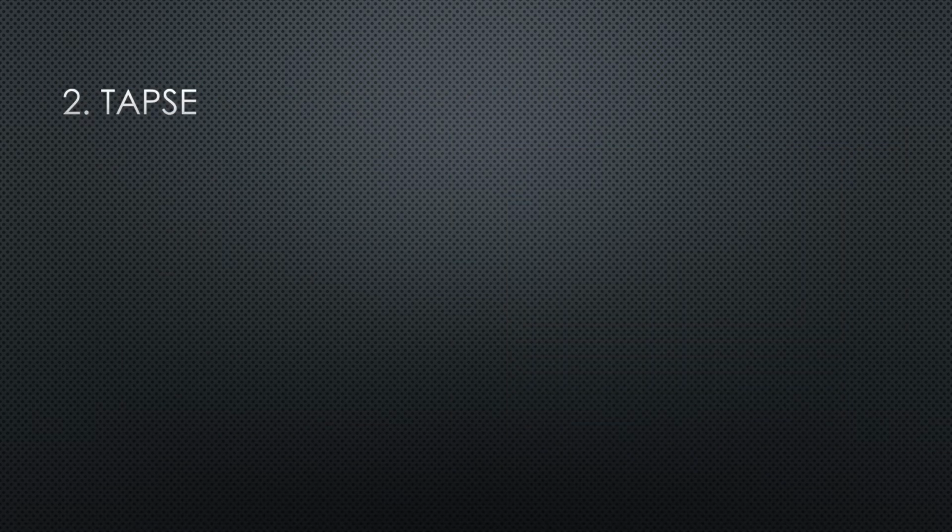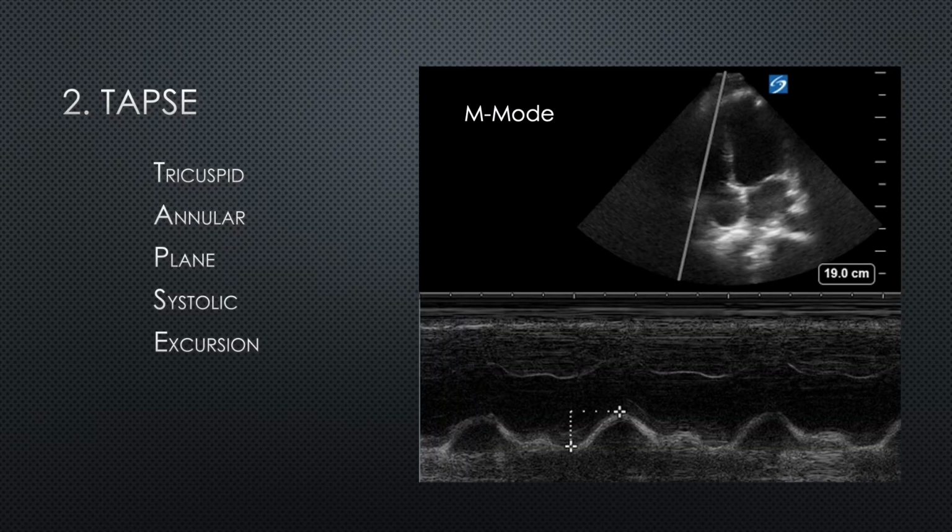And the second simple measurement is TAPSE. So TAPSE stands for tricuspid annular plane systolic excursion. It's a bit of a mouthful, so just call it TAPSE. And it's measured on M mode. So you put your M mode cursor through the junction of the tricuspid valve and the RV free wall. So that's the annulus. And then you look for movement of that annulus up and down from base of the heart to the apex of the heart over time.